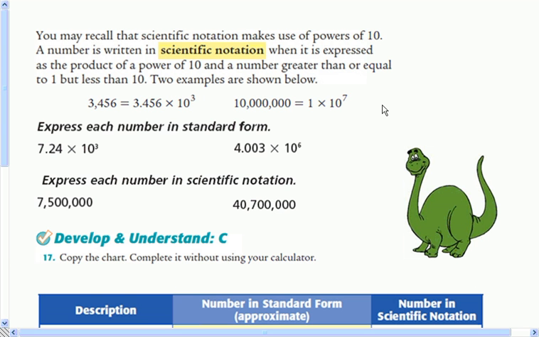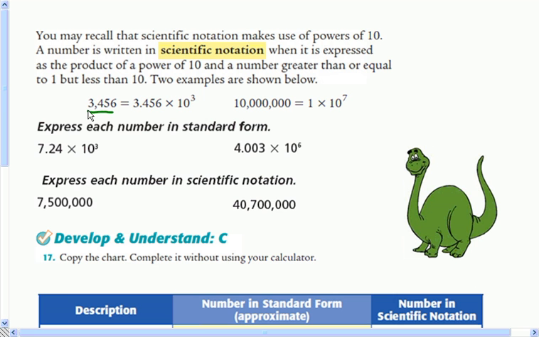Hey class, this is a quick review of scientific notation. You may recall that scientific notation makes use of powers of 10. A number is written in scientific notation when it is expressed as the product of a power of 10 and a number greater than or equal to 1 but less than 10. Two examples are shown below.